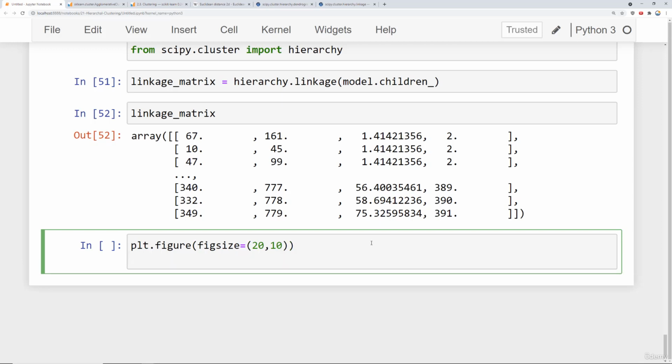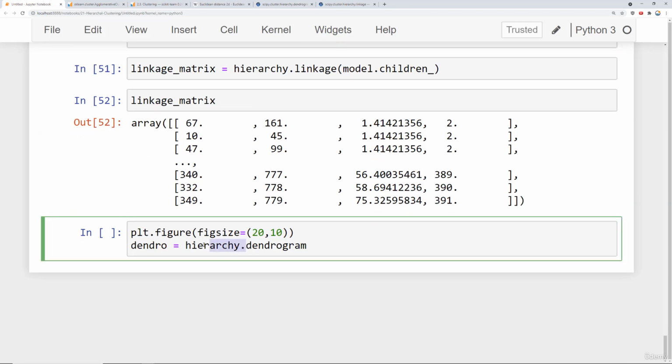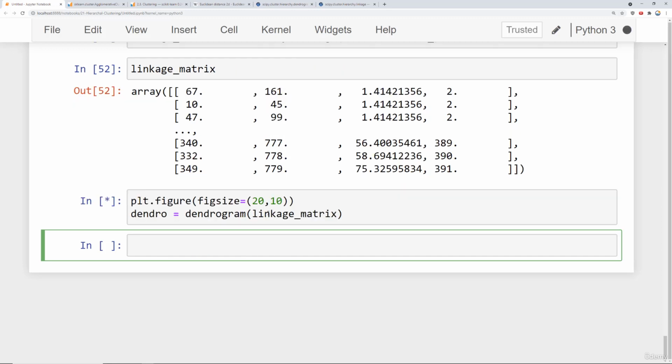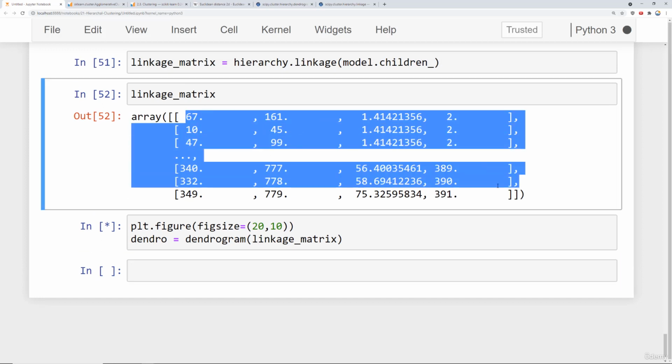And then I'm going to say, for example, dendro is equal to hierarchy.dendrogram. And I believe I actually already imported this, so you could have just called dendrogram here. So let's just call it here. Dendrogram. And then you pass in that linkage matrix. So SciPy is going to use the linkage matrix here in order to actually visualize what this information is.